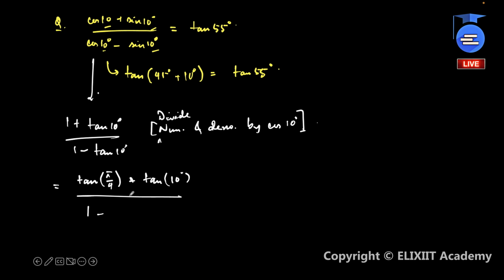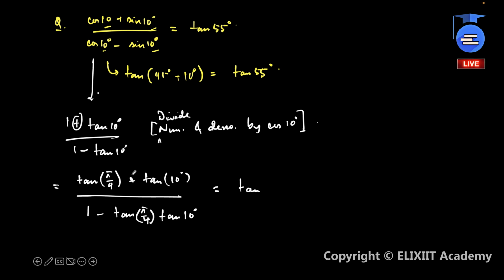Upon 1 minus... we know the formula, we have to bring it into the format of the formula of tan A plus B. Here we have plus, so we try to bring this in the format of tan A plus B. So 1 minus tan 10 degree. What is tan 10 degree? We can write this as tan pi by 4 into tan 10 degree, because tan pi by 4 is 1. Now this turns out to be the formula of tan A plus B.